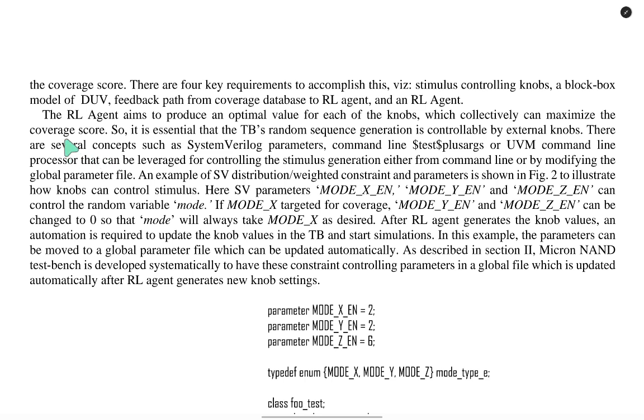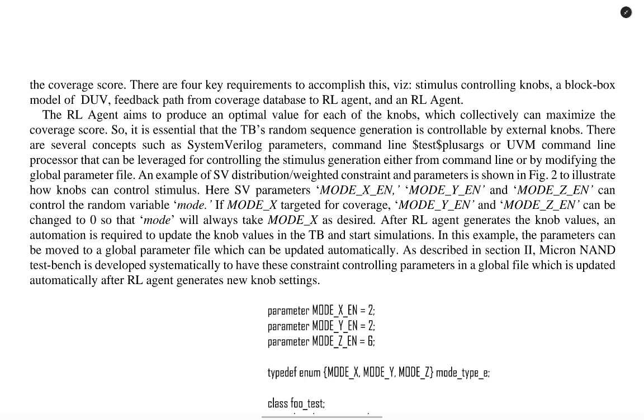The RL agent aims to produce an optimal value for each of the knobs, which collectively can maximize the coverage score. So it is essential that the TB random sequence generation is controllable by the external knobs. There are several concepts such as SystemVerilog parameters, command line tests, $test$plusargs, or the UVM command line processor that can be leveraged for controlling the stimulus generation either from a command line or by modifying a global parameters file.